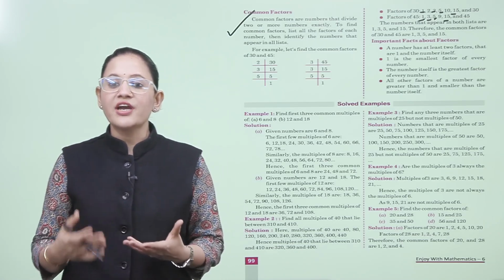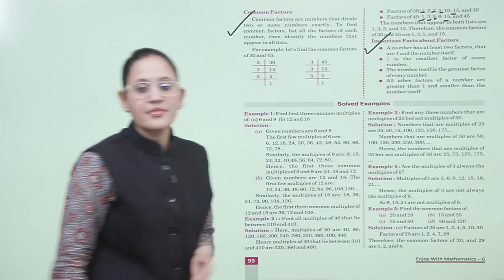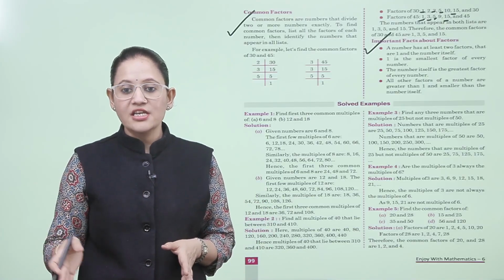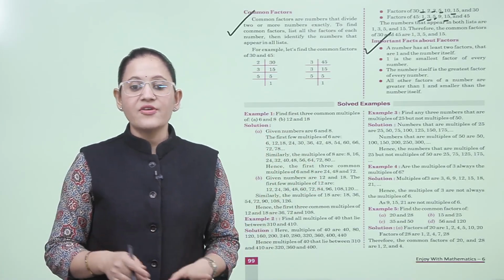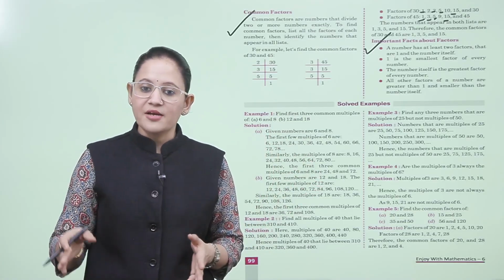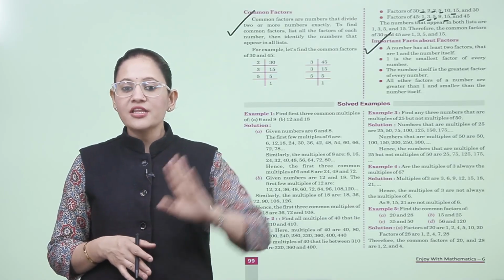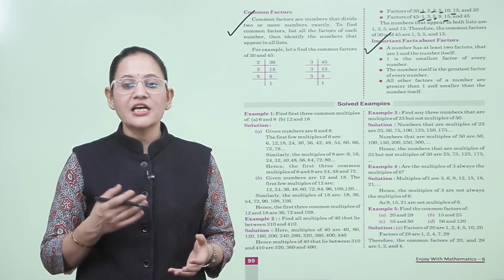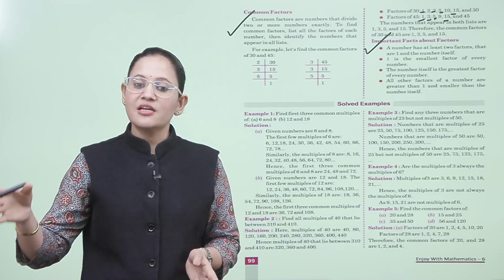Next, important facts about factors. Every number has at least two factors, that are 1 and the number itself. 1 is the smallest factor of every number. The number itself is the greatest factor of every number. All other factors of the number are greater than 1 and smaller than the number itself. So the greatest factor of any number is the number itself.